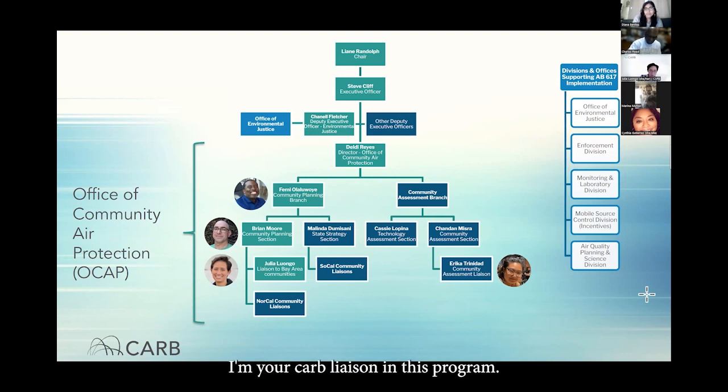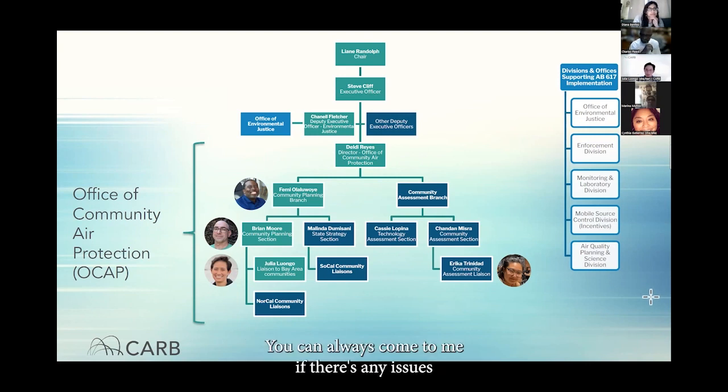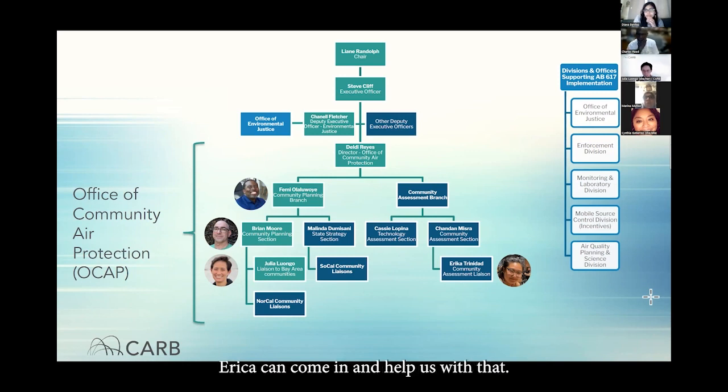I'm there at the bottom. I'm your CARB liaison in this program, so I'll be here at every meeting, every step of the way. I'm your first point of contact within CARB, because CARB is huge and you can never know where to go. You can always come to me if there are any issues or concerns about this program or process in general. On our other branch, Erica Trinidad is my backup on our technical side, so if there are really technical questions, Erica can come in and help us with that.